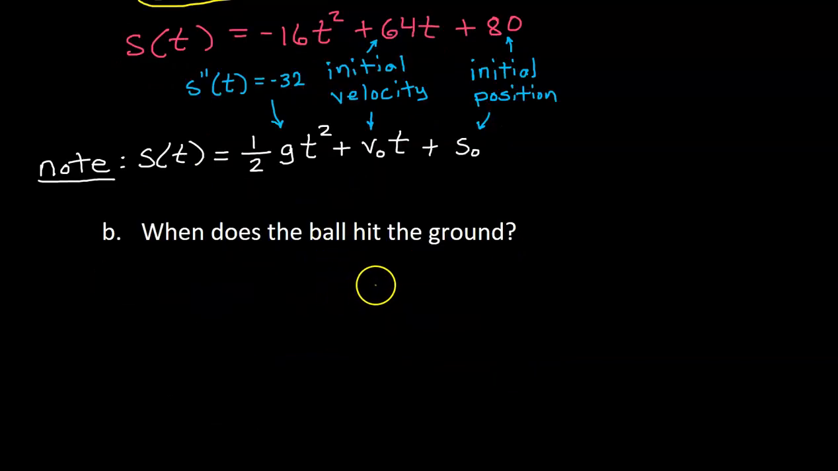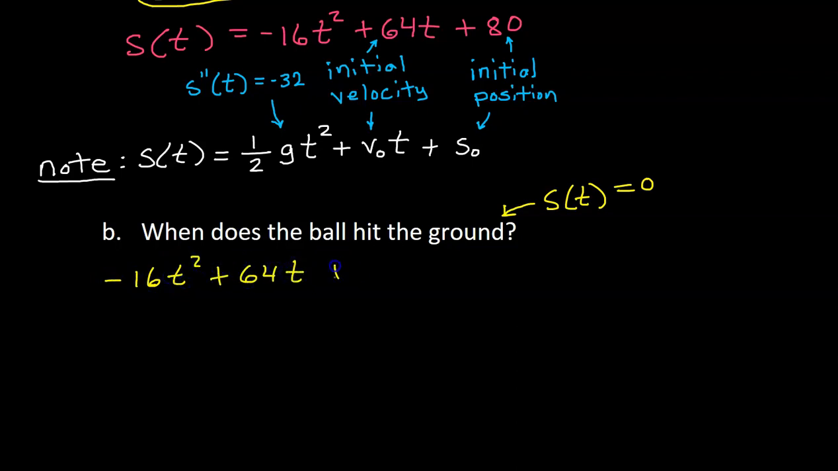Let's take our analysis one step further and ask ourselves, when does the ball hit the ground? Well, if the ball is hitting the ground, that means that the position is now 0. So, in effect, we have to set the position function equal to 0. So we have negative 16 t squared plus 64t plus 80 equals 0. I'm noticing that all of these coefficients are divisible by 16. So let's divide everything by actually negative 16 so that we will have a positive leading coefficient.